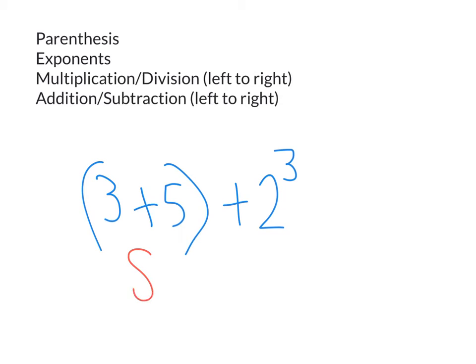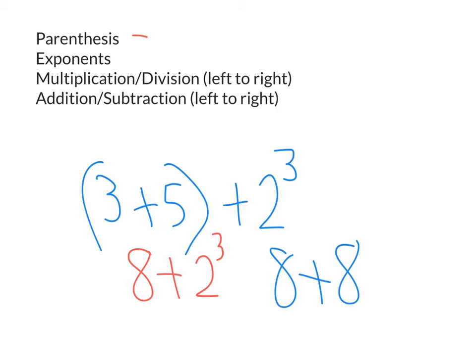So this is going to be 8 plus 2 to the third, because remember we have to do our parentheses first. Now we're next going to do the exponent part. So that's going to be 8 plus 2 to the third, which is 2 times 2 times 2, which is 8 again. So now I've done my exponent part. There's no multiplication and division, so I'm just going to move right on into addition and subtraction, and then I'm just left with the addition, and that's 16.